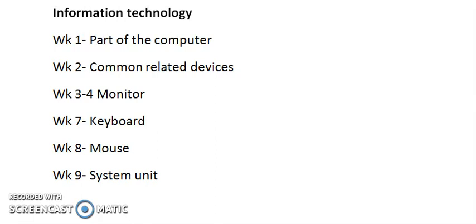Then we also looked at the system unit. The system unit looks like a box, and it is the brain of the computer system. It does the function of processing all the work that the computer is doing. The system unit can also be called the central processing unit. In short, CPU.